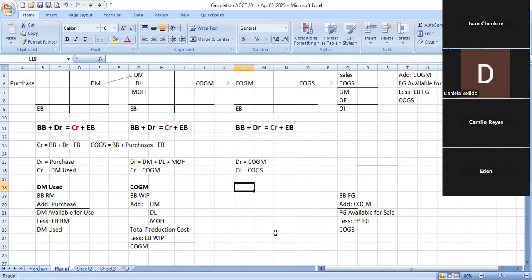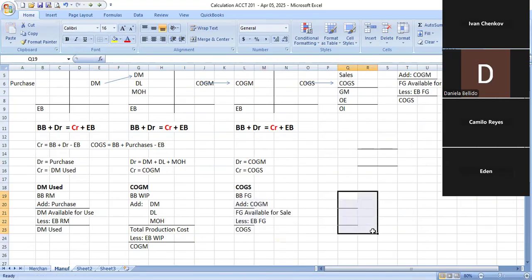And once we have cost of goods manufactured, the next thing to find is cost of goods sold. Now the cost of goods sold, I'm just going to copy and paste this calculation here, and I have my cost of goods sold. Make sense?